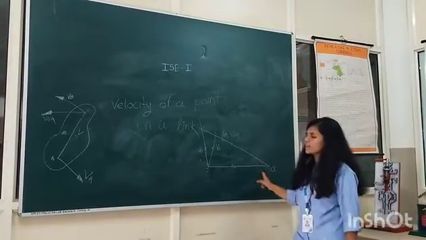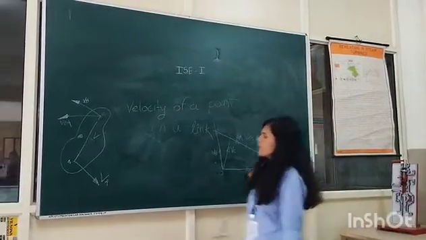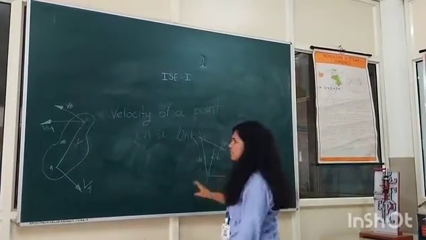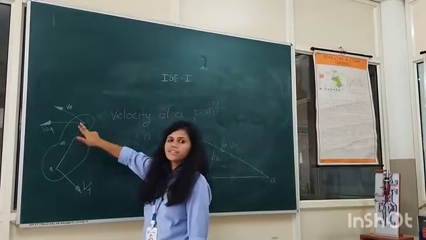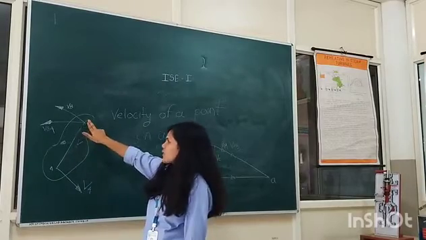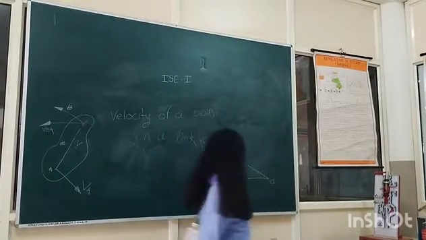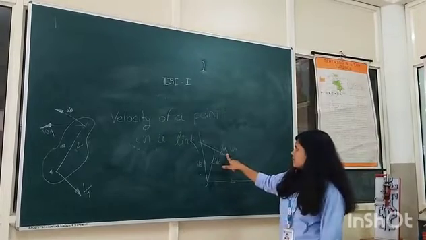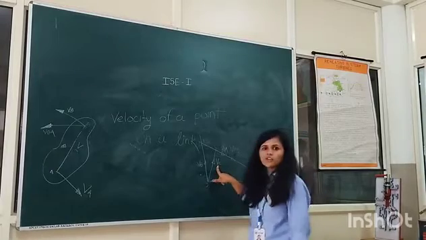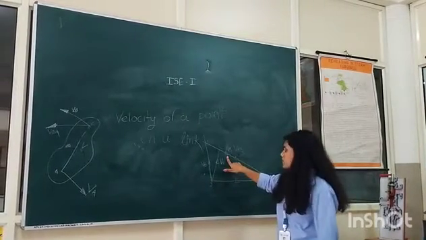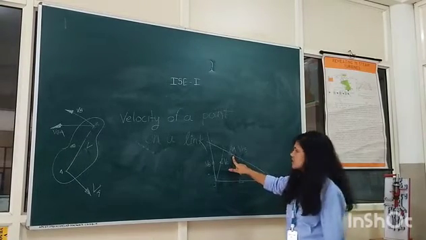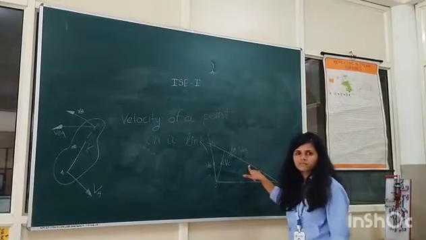Through point A, draw a line perpendicular to AB. AB represents the relative velocity of point B with respect to A, that is VAB. Through point O, draw a line perpendicular to VAB, intersecting the vector VAB.